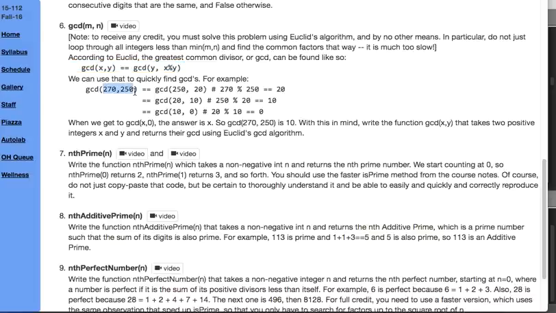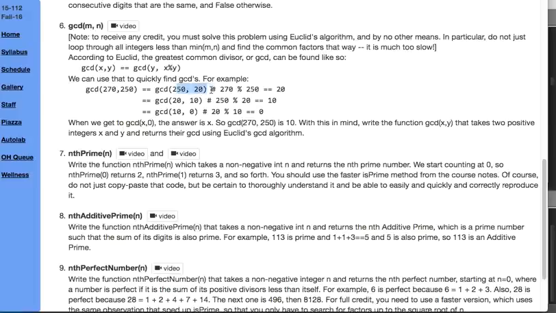GCD of 270, 250 is the GCD of 250 and 270 mod 250, which is 20. So when we take mod 250, we have to get a number smaller than 250. So that's what guarantees that this actually converges. The numbers do get smaller. They have to, but they tend to get much smaller very quickly.